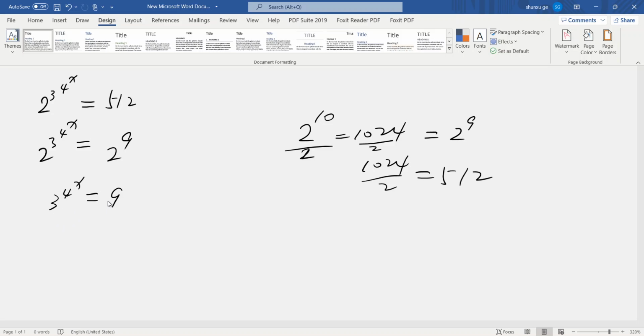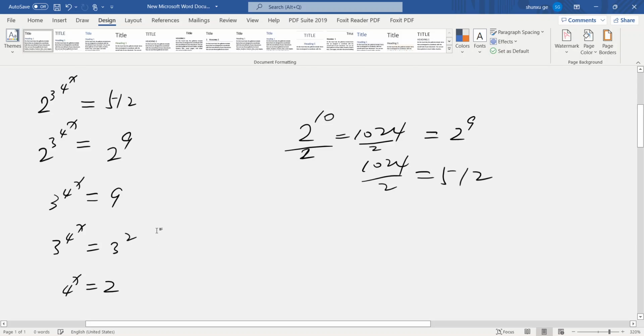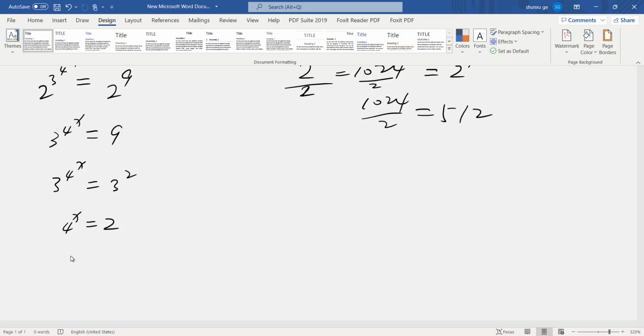So here we can rewrite 3^(4^x) equals 3 squared. This base is also the same. So that means 4^x equals 2. And 4 we can change to the form 2 squared, so (2^2)^x equals 2. So 2^(2x) equals 2.